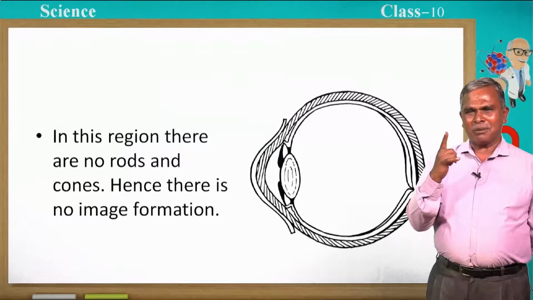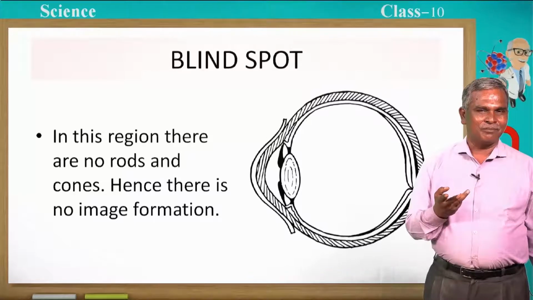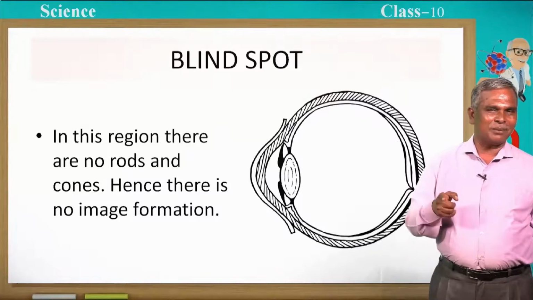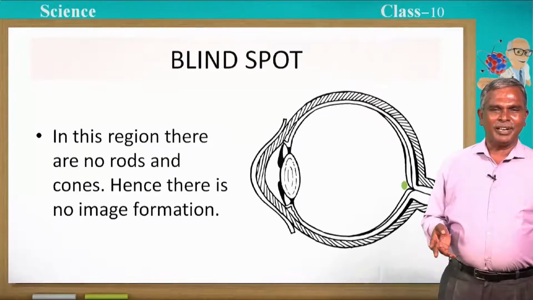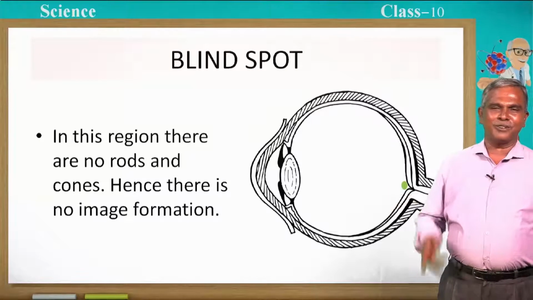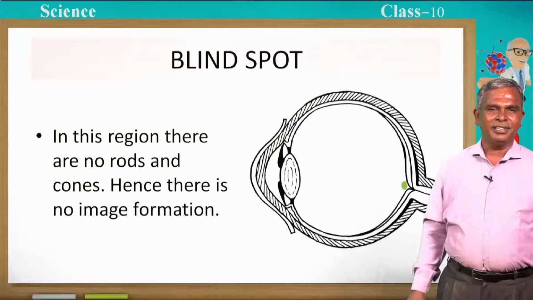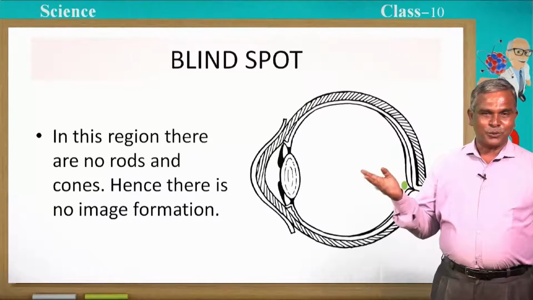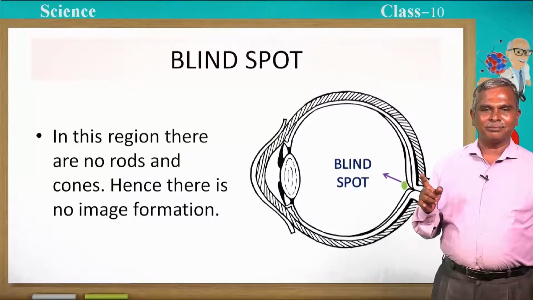Opposite to the yellow spot, there is a spot called the blind spot. As the name itself indicates, if the image forms on this spot, it is blind, that means no image formation. Why no image formation? Because there are no rods and cones in that region, especially where the optic nerve leaves the eye towards the brain. There, rods and cones are not present, hence the image is not going to form, hence that spot is called the blind spot.